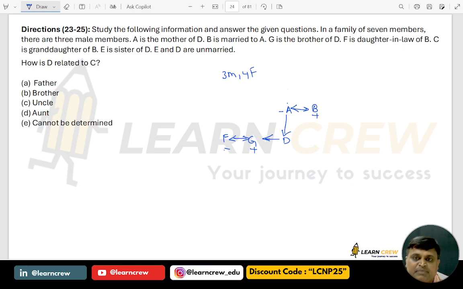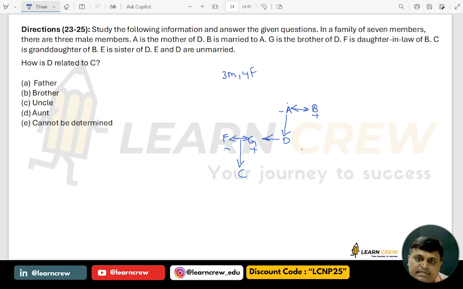C is the grandmother of B. F is the daughter-in-law of B and C is the granddaughter of B. C is the granddaughter of B, right? So who are married here? F and G are married. C is the granddaughter.